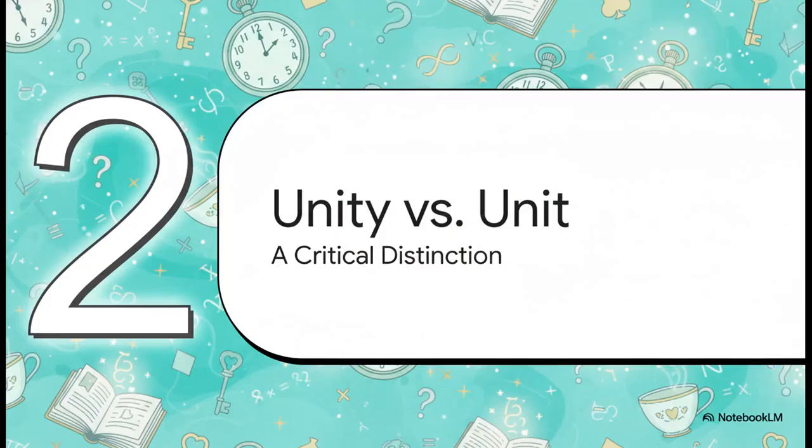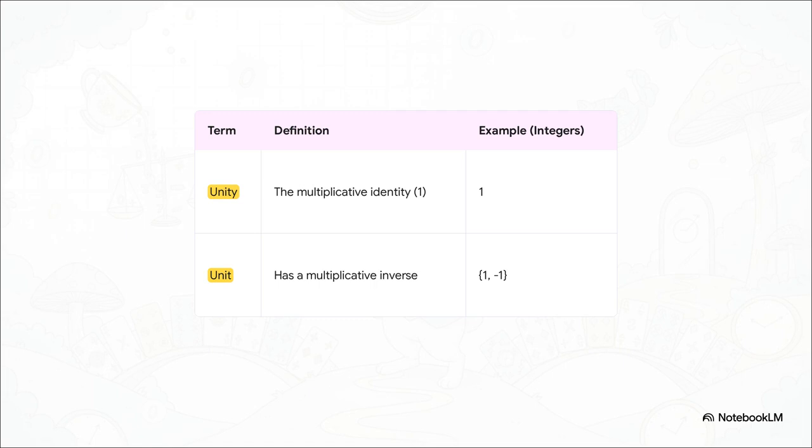Okay, now here's where things get a little more precise. As we go deeper, developing our mathematical literacy means we have to be really careful with our words. So we're about to explore this subtle but super critical difference between unity and unit. It's a distinction that really unlocks a whole new level of understanding. Okay, let's really break this down. Unity is easy. It's just the formal, kind of fancy name for the number 1 when it's doing its job as the multiplicative identity. It's one specific thing.